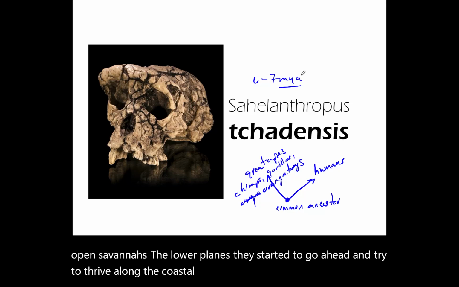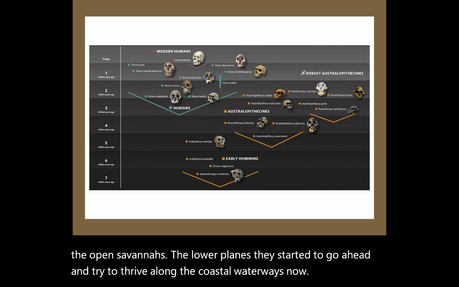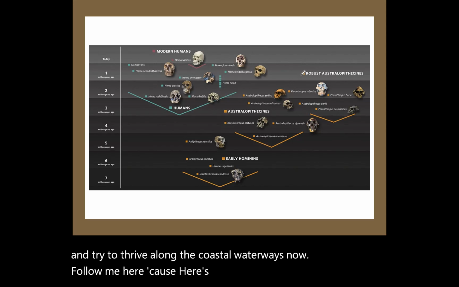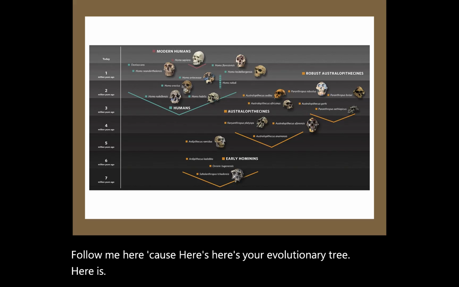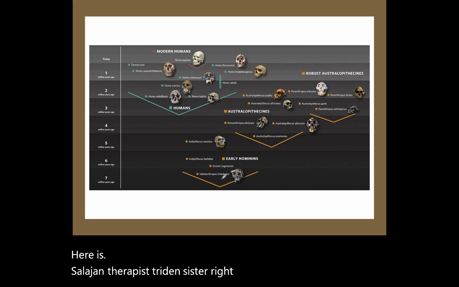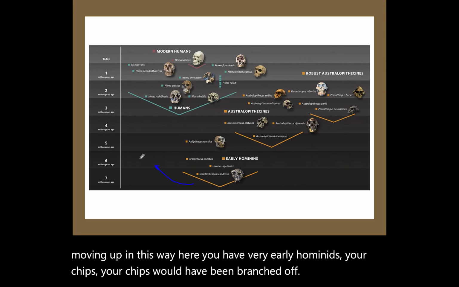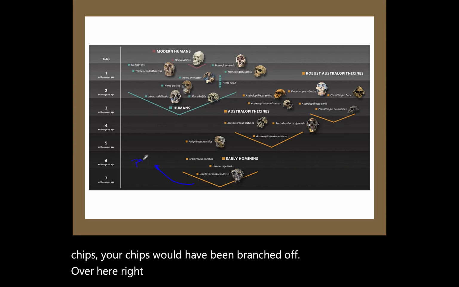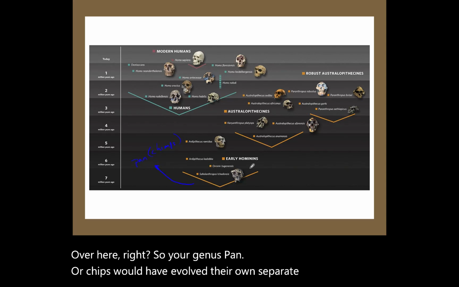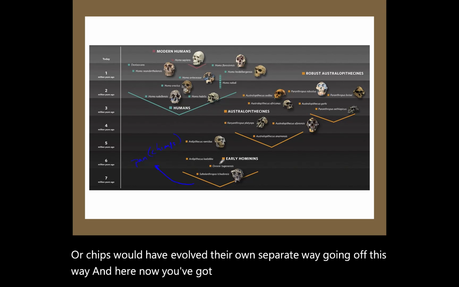Now, follow me here, all right? Because here's your evolutionary tree. Here is Sahelanthropus tchadensis right down here. You can see moving up this way, you have very early hominids. Your chimps would have branched off over here. So your genus Pan, or chimps, would have evolved their own separate way going off this way. And here now you've got your hominid evolution.